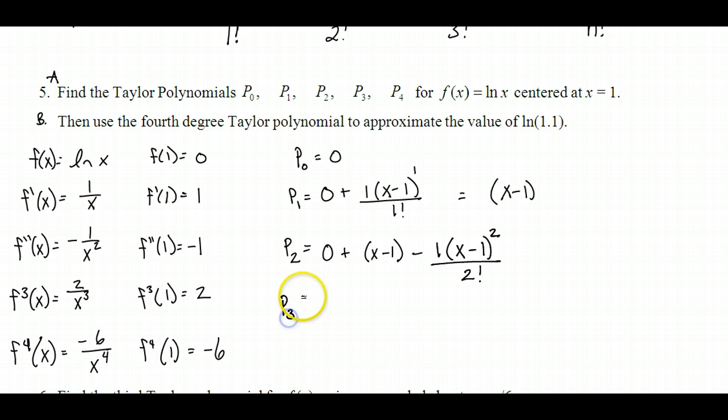In the third degree polynomial, keep the 0, so I have 0 plus, keep the x minus 1, minus, if I simplify this, I would have x minus 1 squared divided by 2, and then for my third degree polynomial, my coefficient is a positive 2. That'd be x minus 1 cubed, because it's a third degree, divided by 3 factorial.